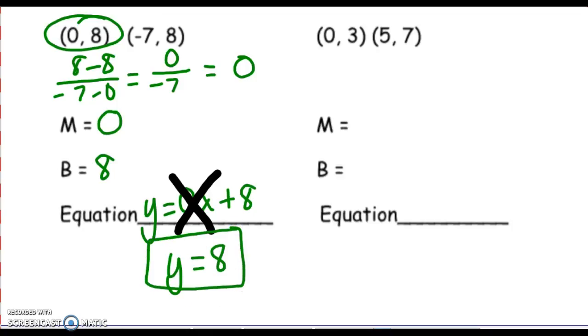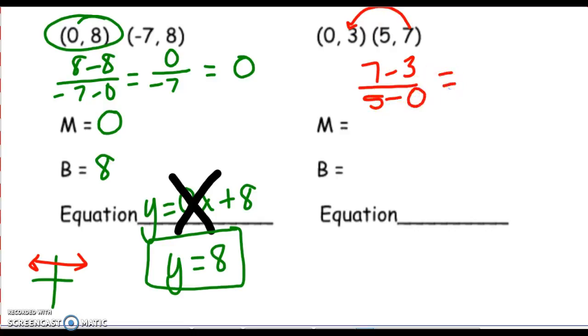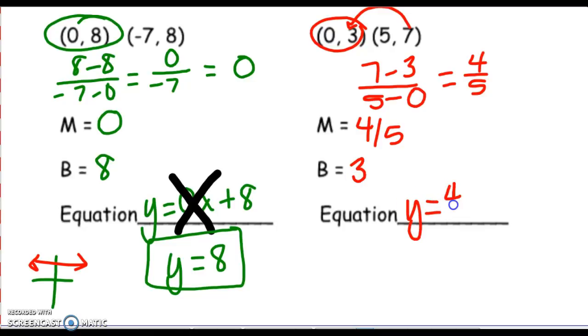When we know about that, it's going to be a straight line through the y-axis at positive 8. So that would be a 0 slope. Okay, moving on, I'm going to do 7 minus 3 over 5 minus 0, which would be 4 over 5. So that becomes my slope. My b, again, is going to be my 0, 3. And so my equation becomes y equals 4/5 x plus 3.